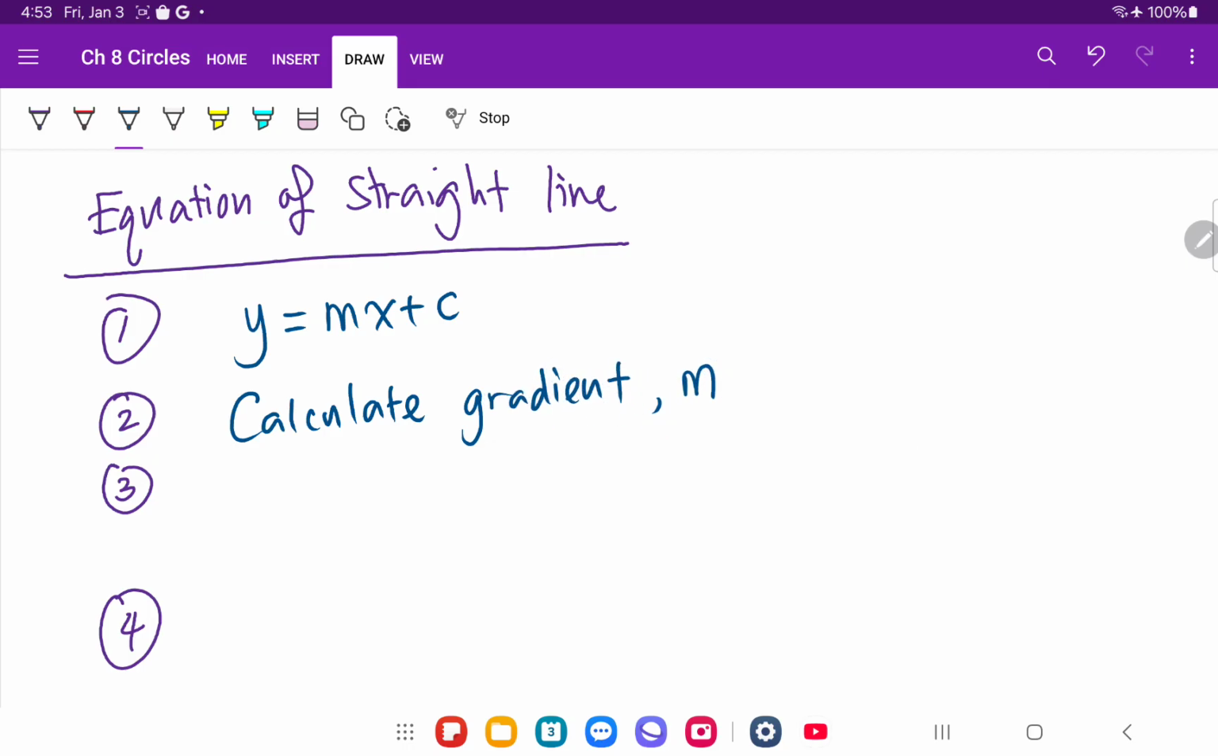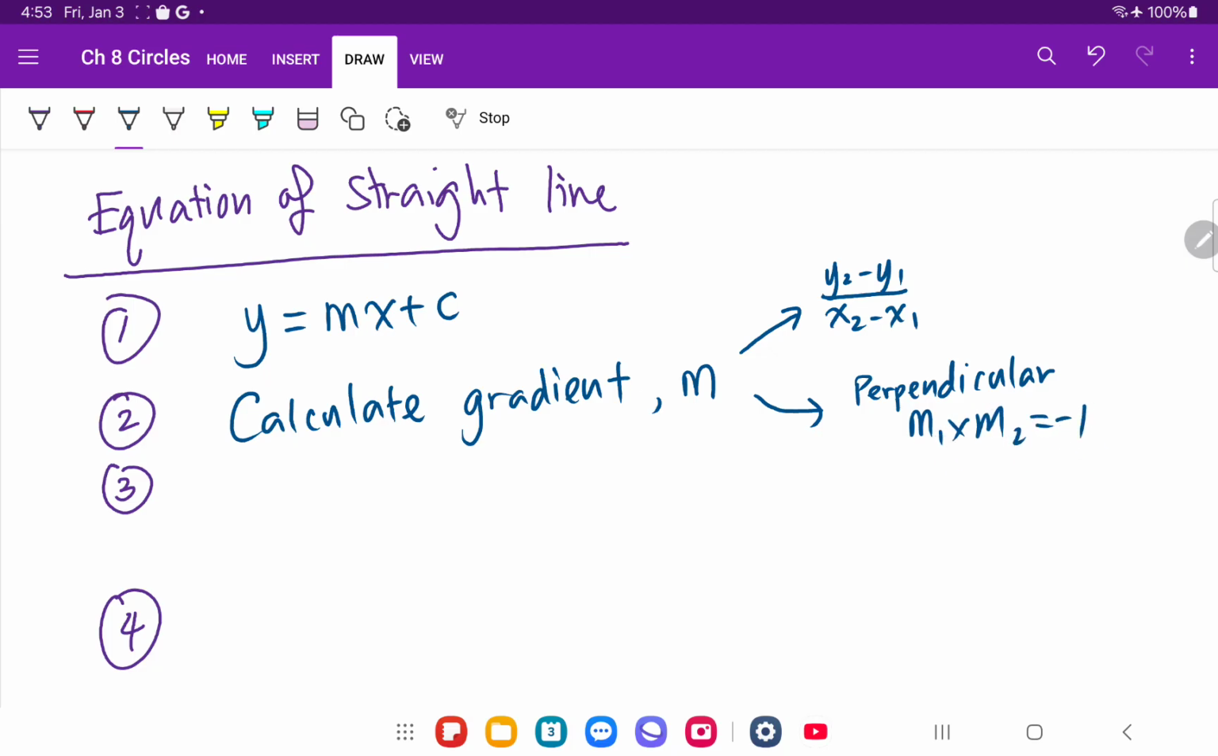Okay, the value of m, gradient. Now to do this, there are a few ways. First, if the question gave you all the coordinates, you can do y2 minus y1 over x2 minus x1. On the other hand, if the question did not give you all the coordinates, but they told you that this line is perpendicular to some other line, then you can involve the concept of m1 times m2 equals to negative 1. Okay, so it depends on what the question gives you.